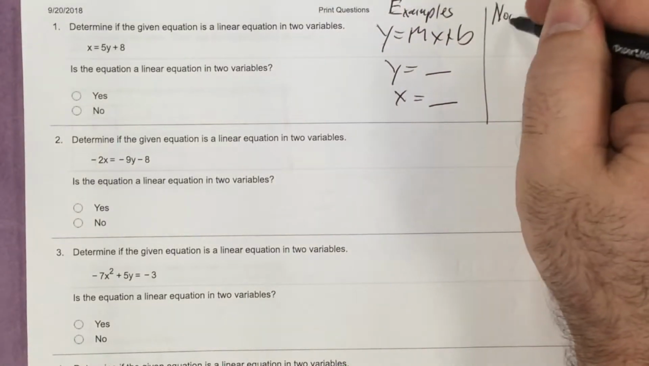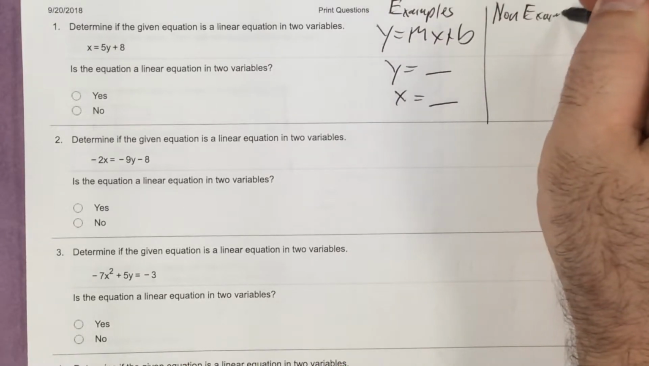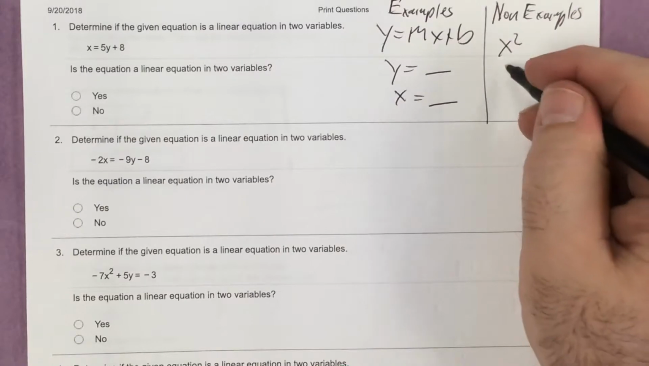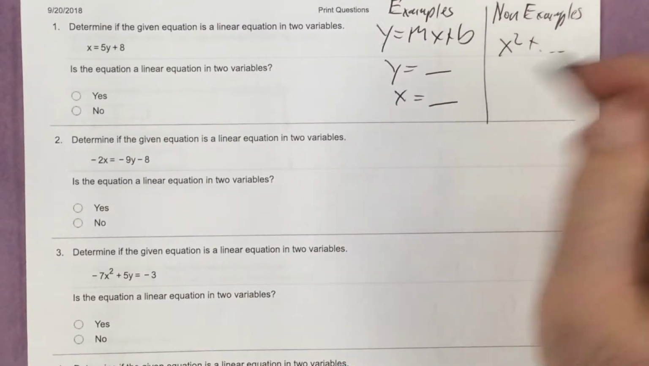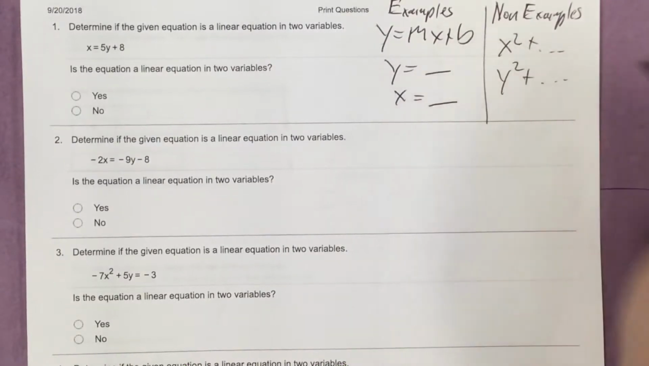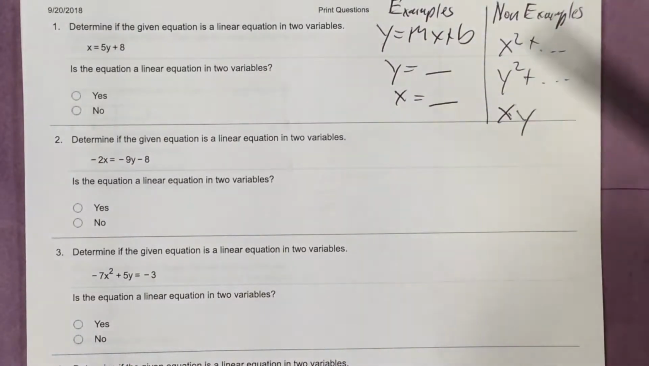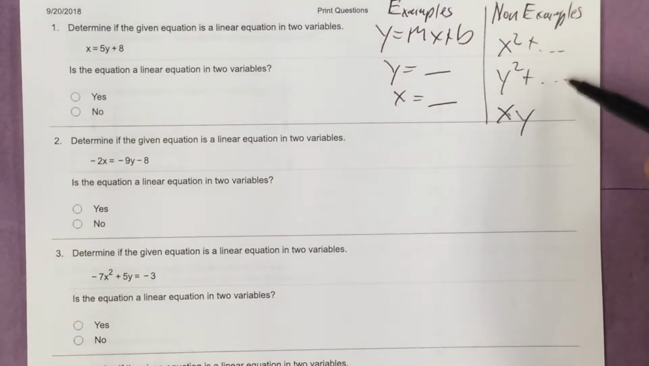Some non-examples are ones that are going to have either an x squared plus da-da-da, y squared plus da-da-da, or something with an x times y. So if you see anything with an x squared, a y squared, or an x times y, these are not examples of linear equations in 2 variables. Now here I do know that it says 2 variables, but sometimes in the graph of a straight line, we only need to use 1 variable, and we'll talk about that when we encounter that.